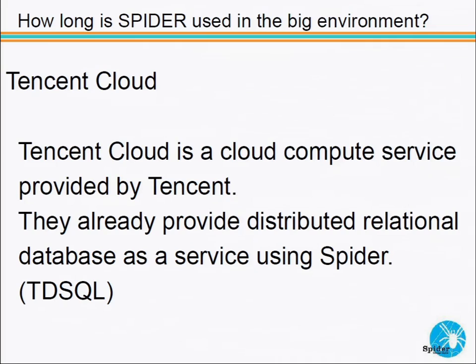Third one is Tencent Cloud. Tencent Cloud is a cloud compute service provided by Tencent. It's like AWS. They already provide a distributed relational database as a service using Spider.